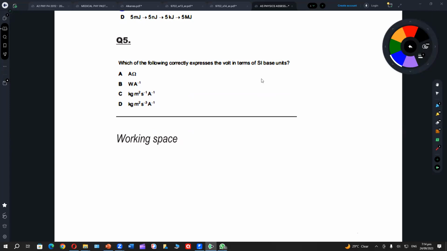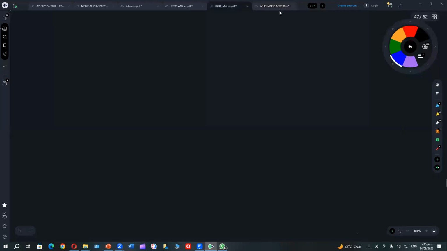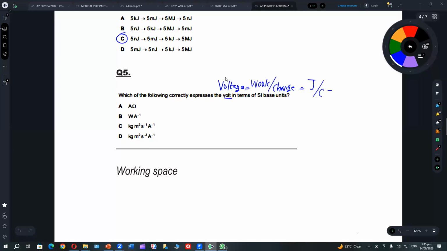Question number 5. Which of the following correctly expresses the volt in terms of SI unit? Volt. Remember, volt is a unit of voltage. Voltage is equal to work upon charge. Work upon charge means joule per coulomb. Joule per coulomb.